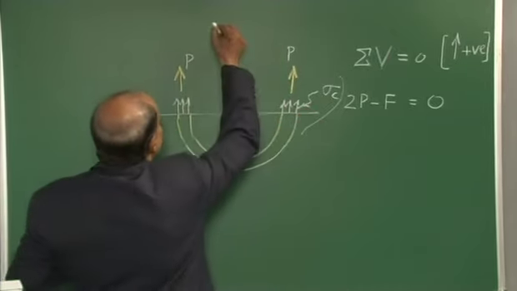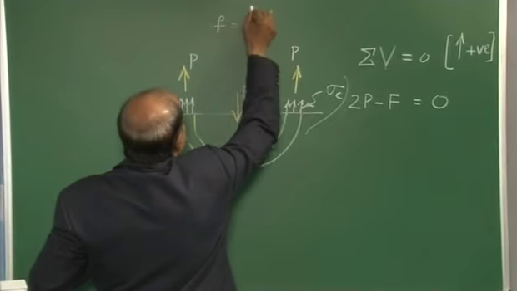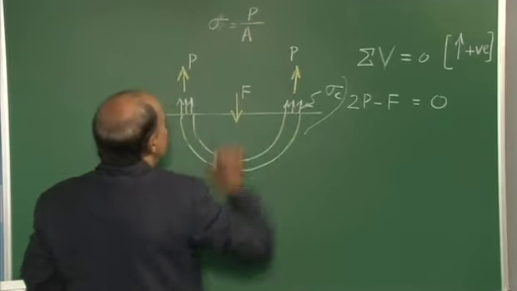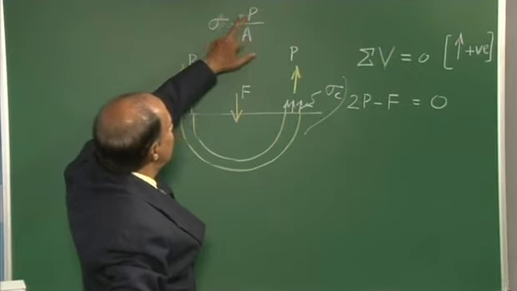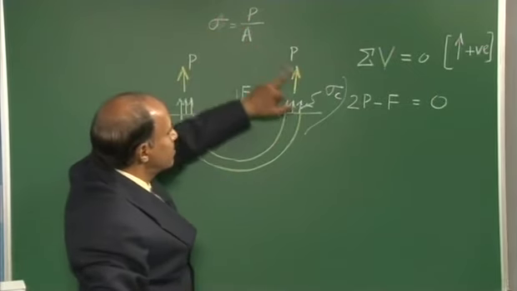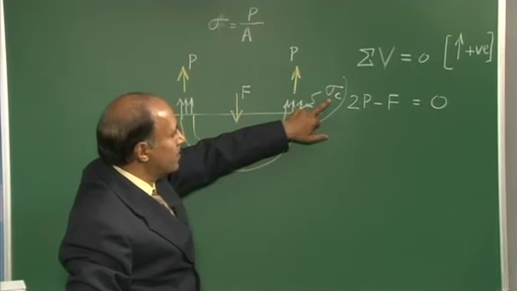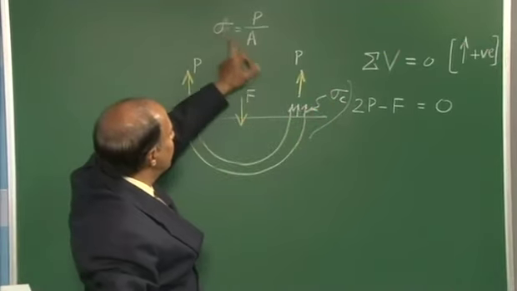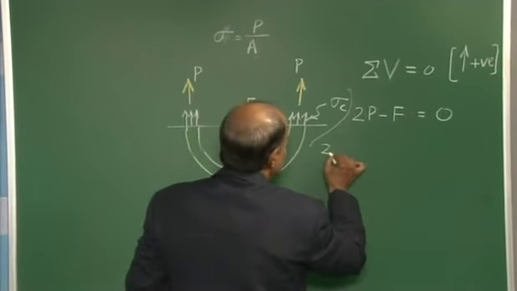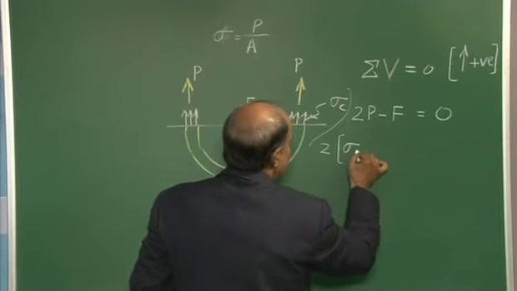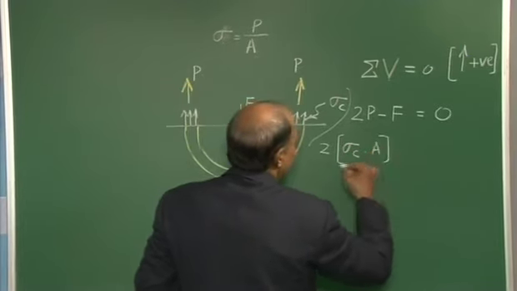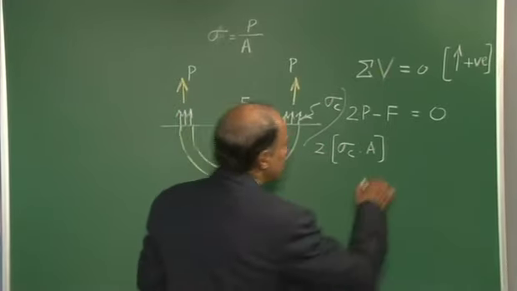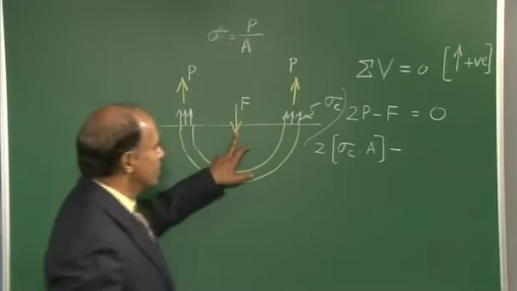As I just mentioned, stress is calculated as force by area, so sigma is force by area. If you want to calculate force, it is the product of stress into area. The stress we are talking about is the circumferential stress. So, P can be calculated as the product of circumferential stress into area. So, I can say 2 times circumferential stress into area should give you 2 times P, minus F, the bursting force.